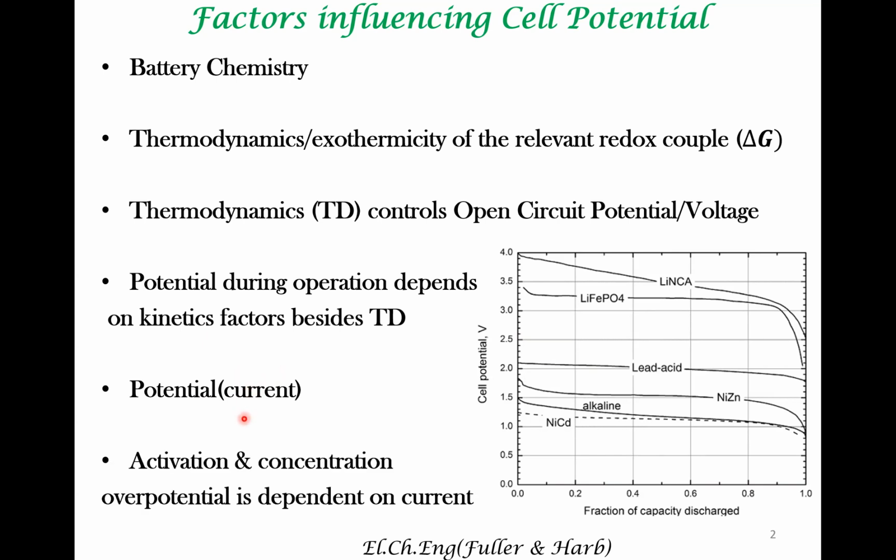To understand these aspects, we have to look back at certain fundamental principles of electrochemical systems. We have covered this in previous lectures. These are called activation overpotential and concentration overpotential. These aspects affect the energetics of a battery. Both these factors depend upon the amount of current that is being drawn from a battery.